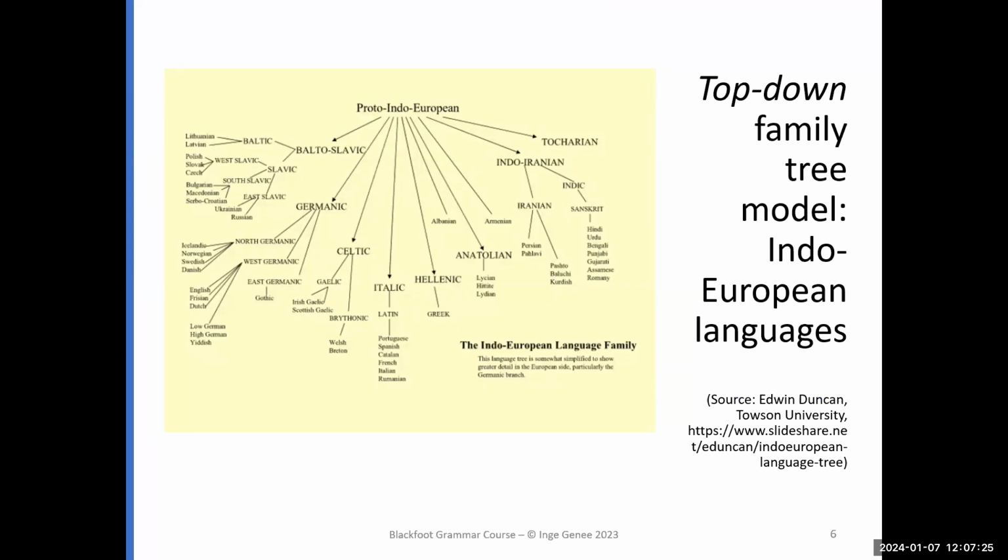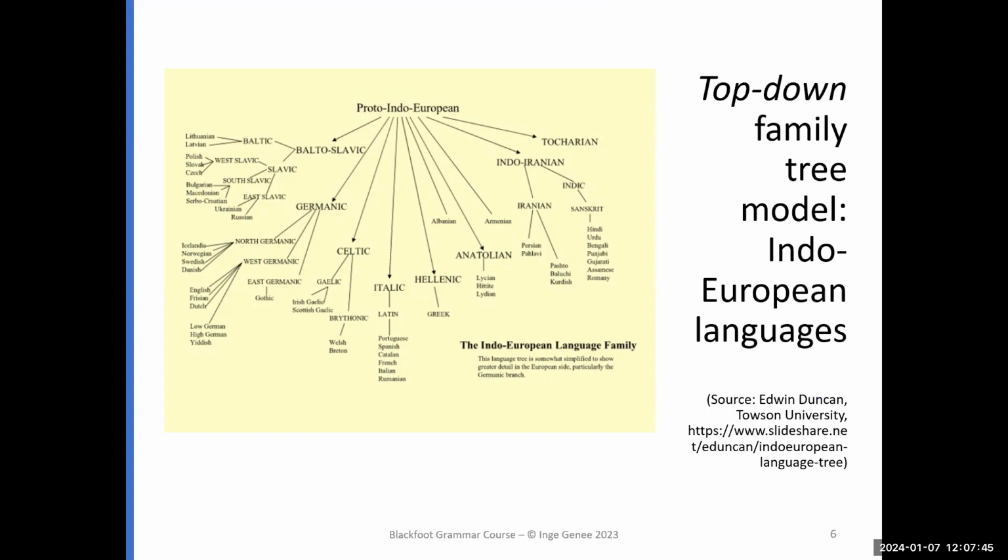Here you see the Proto-Indo-European mother tongue at the top, with first-level arrows pointing to subfamilies such as Balto-Slavic, Germanic, Celtic, and then within these subfamilies, ever smaller subfamilies, until you get to individual languages on the outside of the picture.